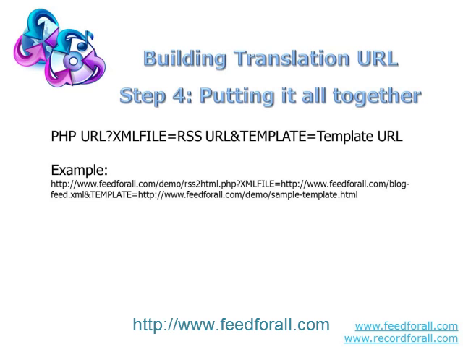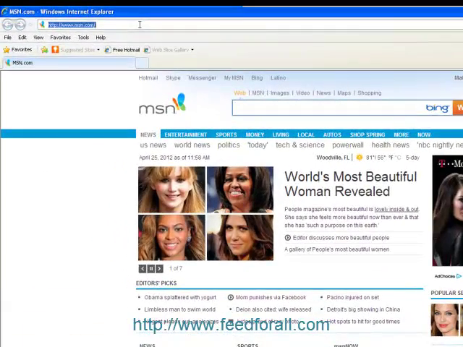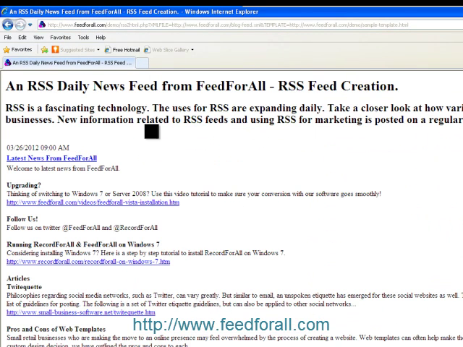All translation links will be referenced as follows. First, the link to the PHP script. Then ?XMLFILE equals the link to the RSS feed, &template equals, then the link to the template. So, for example, this is my translation link. If I enter this URL into a web browser, I should see that the RSS feed's information is translated into HTML that the browser can display.